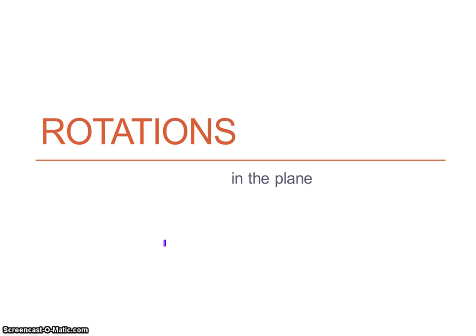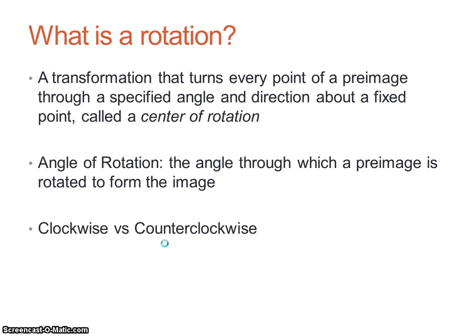Next, we're going to talk about rotations in the plane. So far, we've done translations and reflections, and our third transformation is going to be rotations. So what's a rotation? A rotation is a transformation that turns every point of a preimage through a specified angle and direction about a fixed point called a center of rotation.